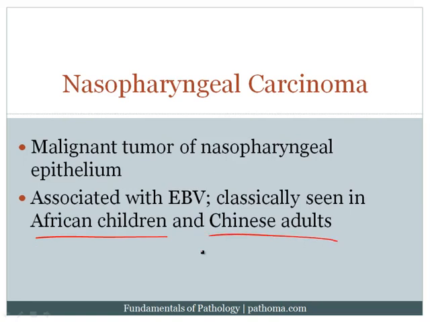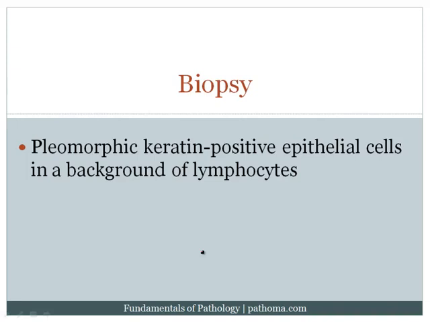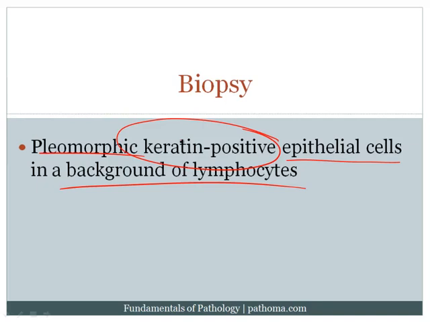The classic presentation, especially on examinations, is a Chinese adult who has enlarged cervical lymph nodes, because this tumor can spread to the cervical lymph nodes very quickly, and it classically presents with involvement of the cervical lymph nodes. A biopsy is then performed, and the biopsy shows this classic finding, which is pleomorphic epithelial cells in a background of lymphocytes. Now, these epithelial cells are scattered within the background of lymphocytes, and so often you have to prove that they're actually epithelial. And so keratin is often performed in these to ensure that there is a carcinoma.